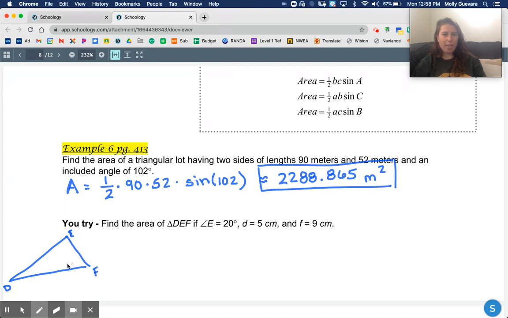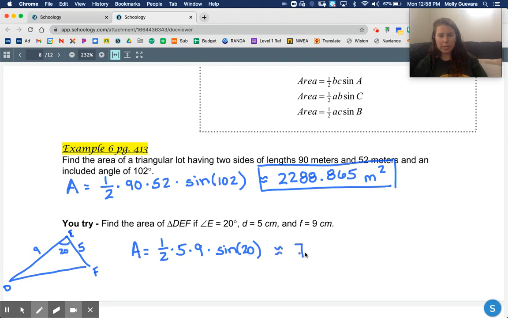Here's DEF. Given the angle E is 20, given that side D is 5 and side F is 9. So I have side angle side, so I'm good to go with this formula. I have area equals 1/2 times one of my sides times the other side times sine of my angle. And again, I just enter the whole thing into my graphing calculator and check your work. You should hopefully get 7.695 centimeters squared. Don't forget your units squared.